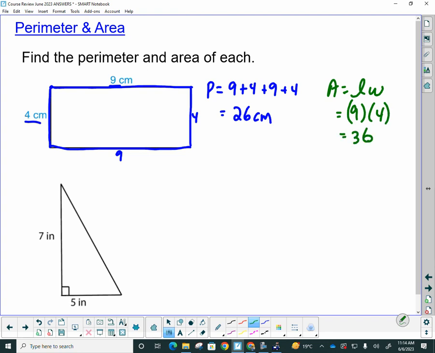And remember that our units are centimeters squared. Remember, when we're multiplying to get area, we're going to get centimeters squared. Of course, if you had written 4 times 9, that still would get you 36.